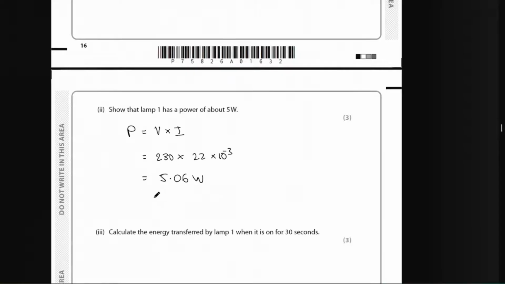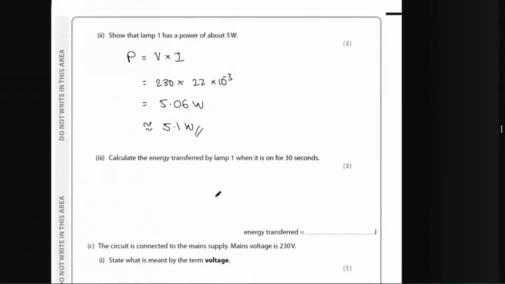But we don't need to show that this is equal to 5 watts. We can just round it to 2 significant figures, so 5.1 watts. Question number 3. Calculate the energy transferred by lamp 1 when it is on for 30 seconds. So if this lamp is on for 30 seconds, what's the energy transferred?